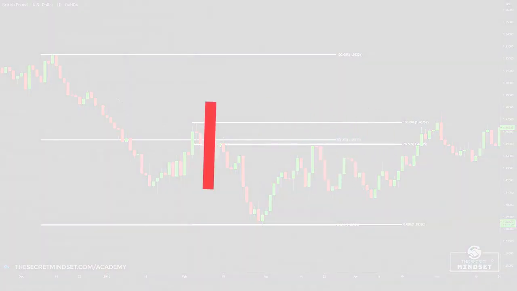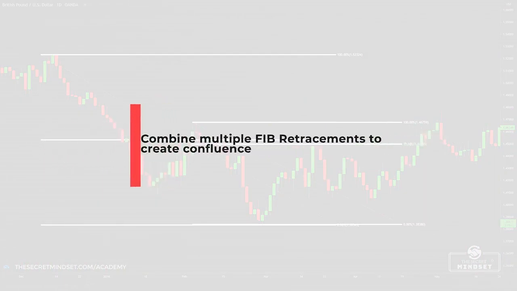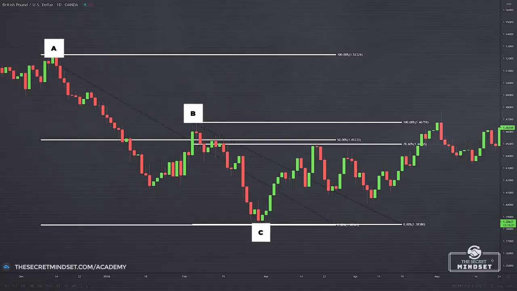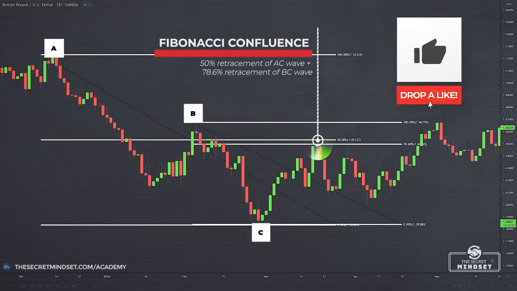Number 6. Combine multiple Fib retracements to create confluence. Fibonacci confluence is essentially combining multiple Fibonacci levels to find clusters where these levels align around the same area. This example reveals an area of confluence formed by the 50% retracement of the AC wave and the 78.6% retracement of the BC wave.